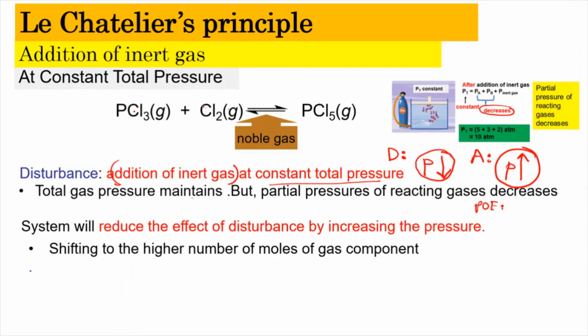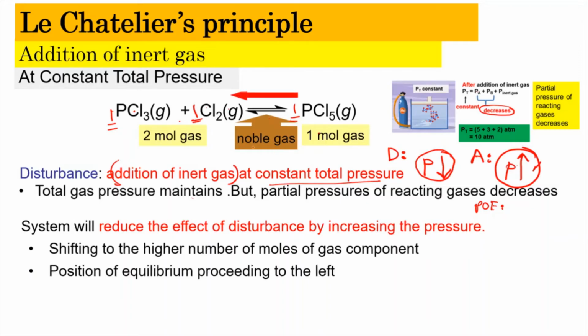You know that on the reactant side, we have 2 moles of gases, which is 1 and 1 here. Meanwhile, on the product side, we only have 1 here. So we need to shift to the higher number of moles so that our pressure can be increased. So we are going to shift the position of equilibrium to the left in order to increase the pressure back. As a result, the concentrations of PCl3 as well as chlorine are going to increase, and the concentration of PCl5 is going to decrease.